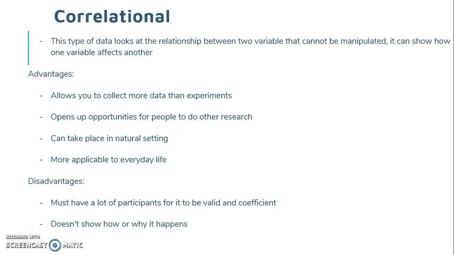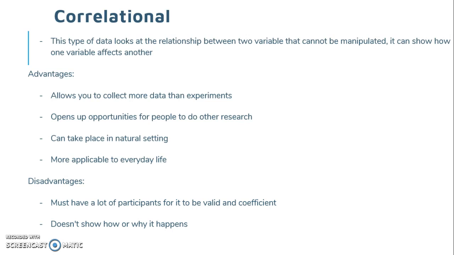Now, correlational is this type of data looks at the relationship between two variables that cannot be manipulated, but it can show how one variable affects another variable. So, advantages of this are, it allows you to collect more data than experiments. It opens up new opportunities for people to do other research following on from your own. This can help to expand on certain points that you achieve during your experiment.